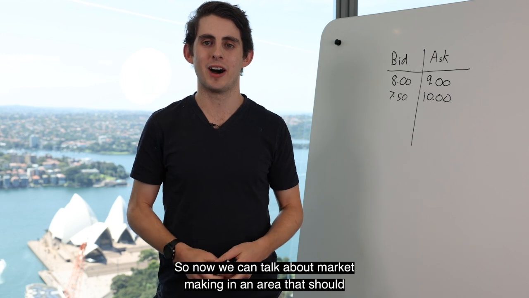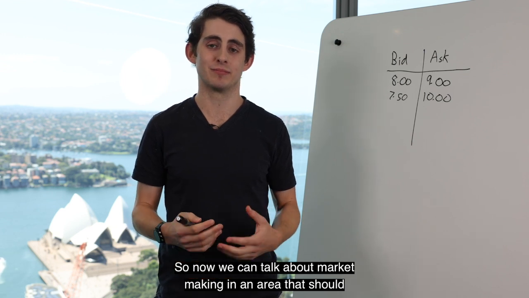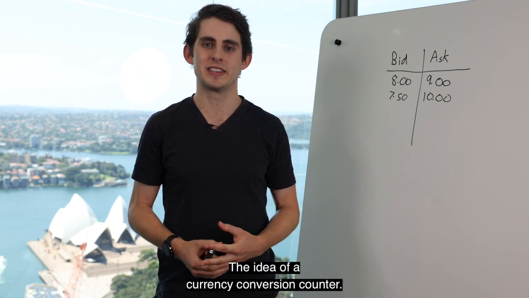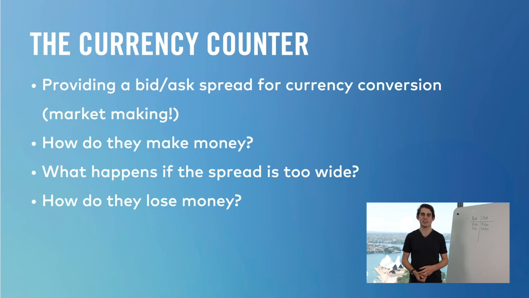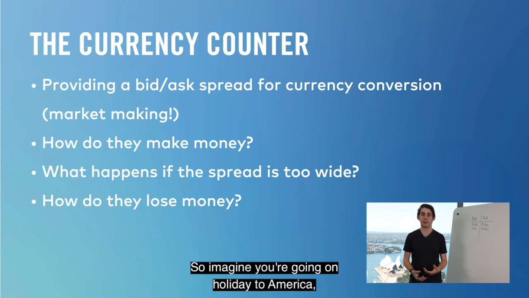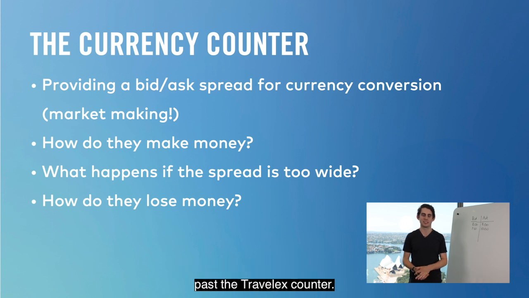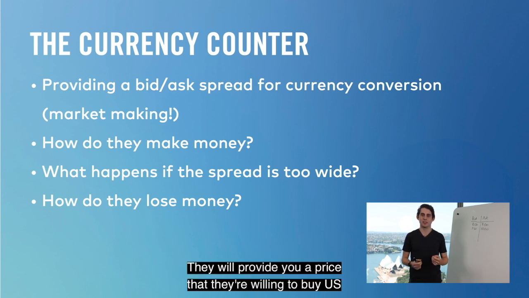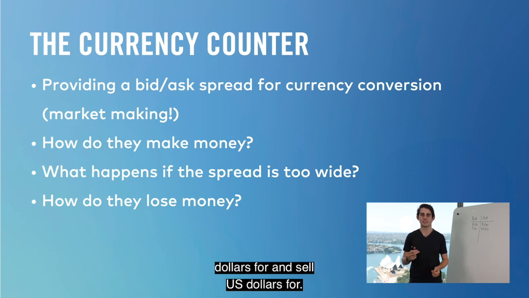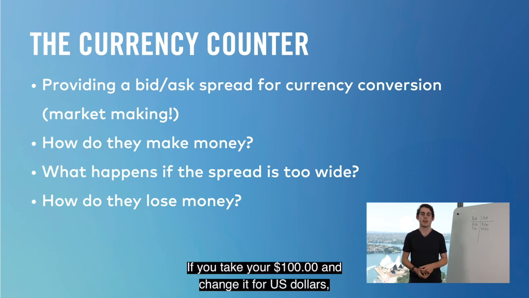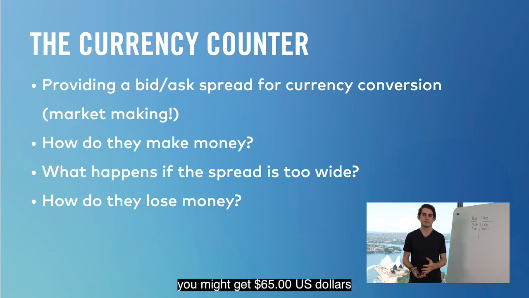So now we can talk about market making in an area that should be known to all of us, the idea of a currency conversion counter. You find these in CBDs or in airports. Imagine you're going on holiday to America, you've got 100 Aussie dollars in your pocket, and you walk past the Travelex counter. They will provide you a price that they're willing to buy US dollars for and sell US dollars for. If you take your $100 and change it for US dollars, you might get 65 US dollars.